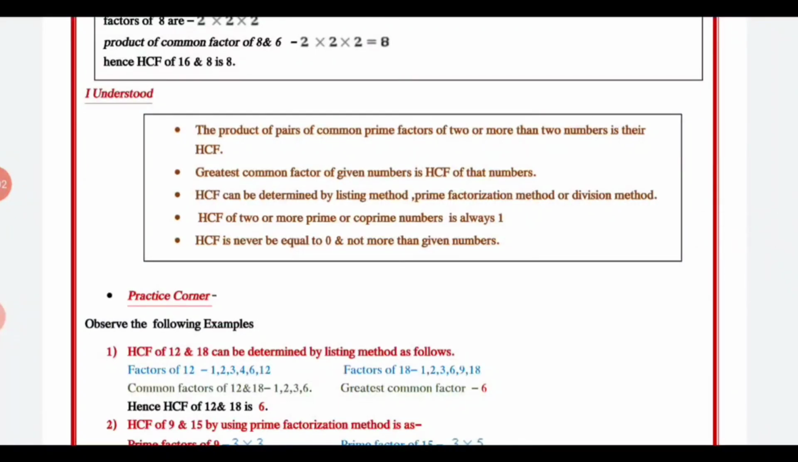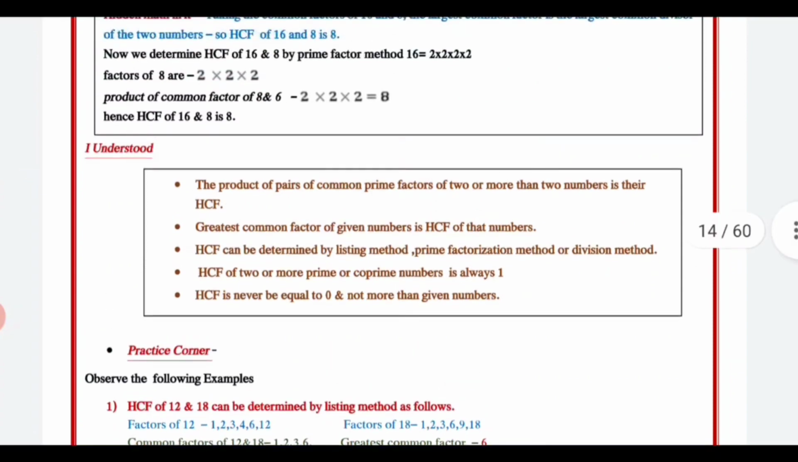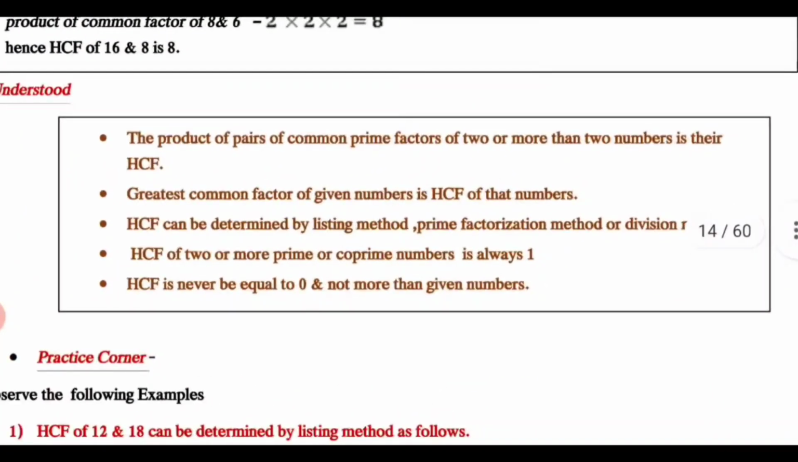So children, before going on to day 9, let us make ourselves understand that the product of pairs of common prime factors of 2 or more than 2 numbers is their GCF. The greatest common factor of given numbers is their GCF, and the GCF can be determined by the listing method, prime factorization method and division method. These 3 methods we can use to find the GCF of the given numbers.